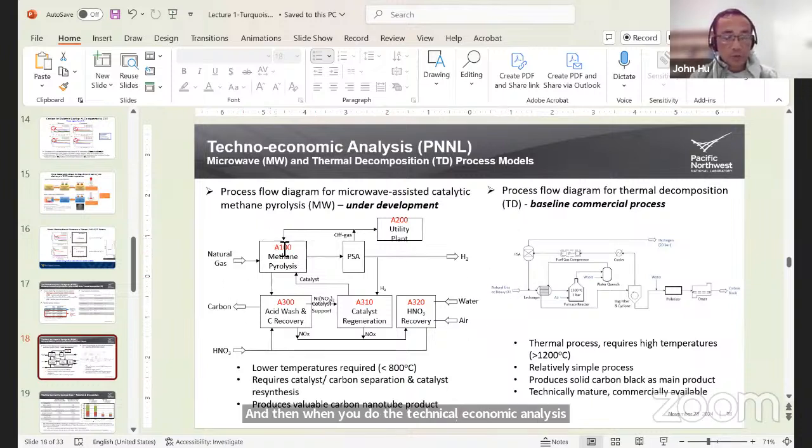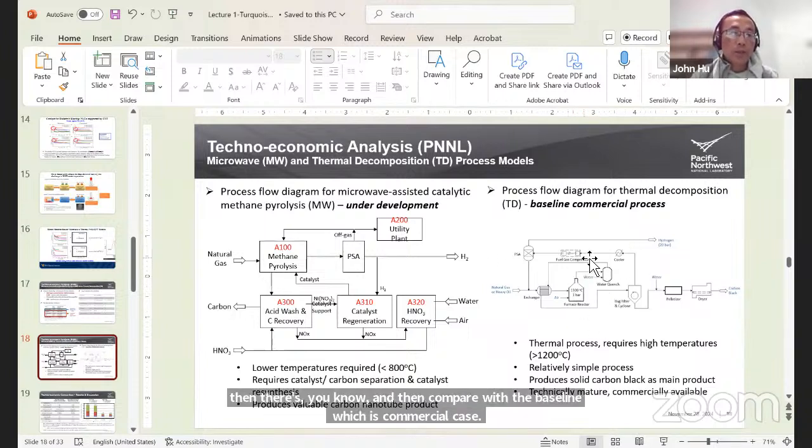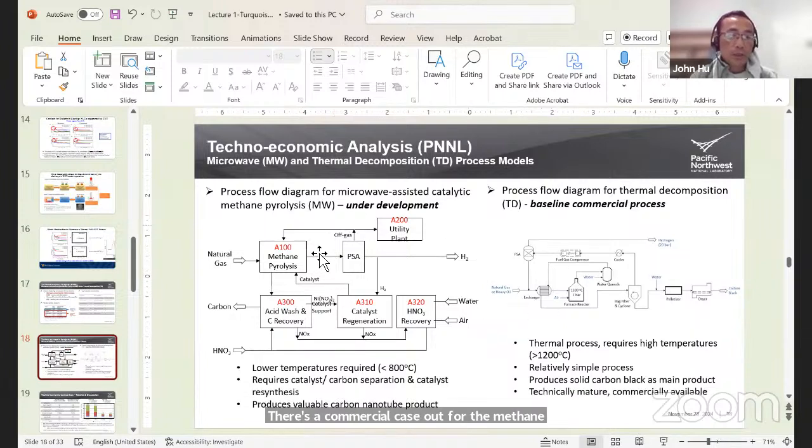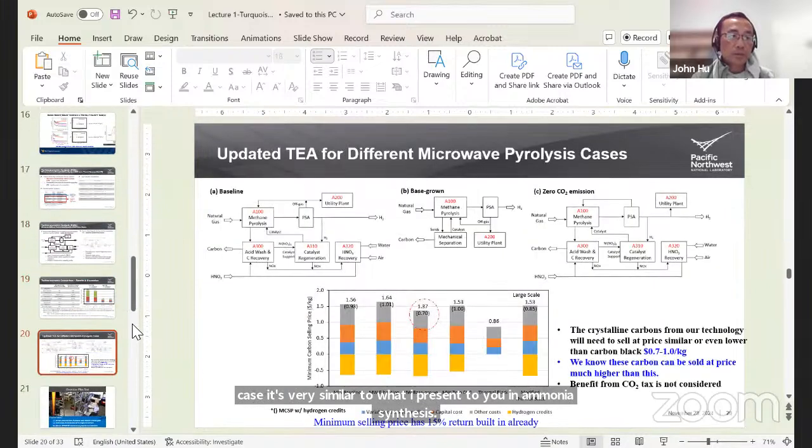You have to draw the different unit operations, and then compare with the baseline, which is the commercial case. There's a commercial case for methane pyrolysis, and we want to compare the commercial process with the microwave pyrolysis. So the base case and also the microwave case, it's very similar to what I presented to you in ammonia synthesis. Okay, I'm only going to show you the result.